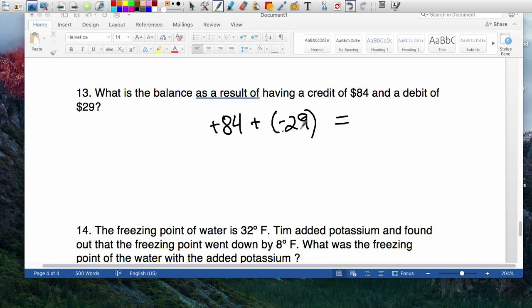So 84 plus negative 29. 84 has a bigger absolute value, so my answer is going to be positive, and the difference between 84 and 29 is 575. No. Yes? 14 minus 9 is 5. 7 minus 2 is 5, so 55. So you still have $55 left over.